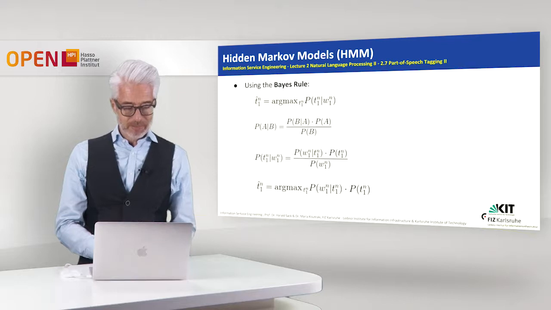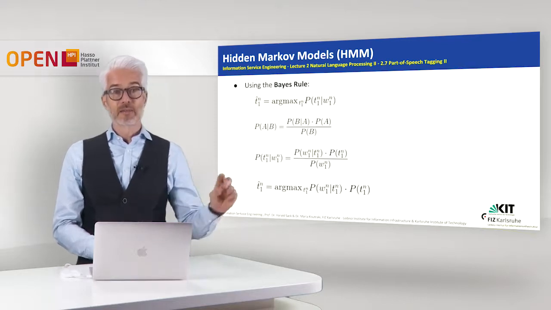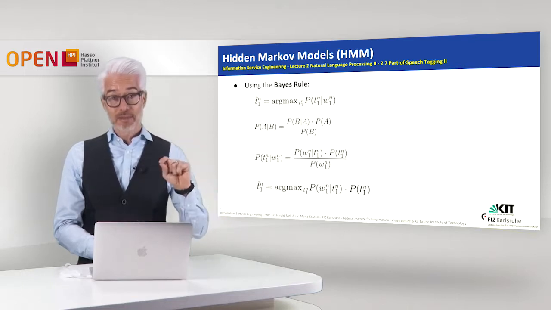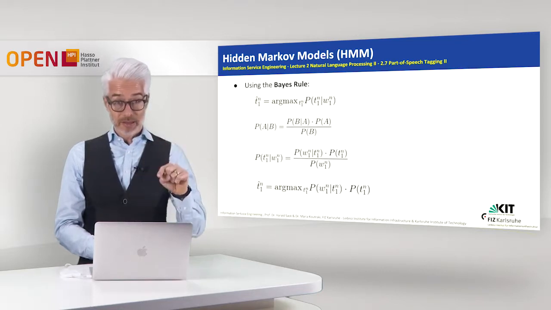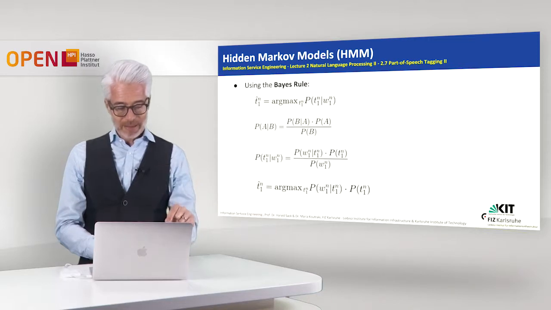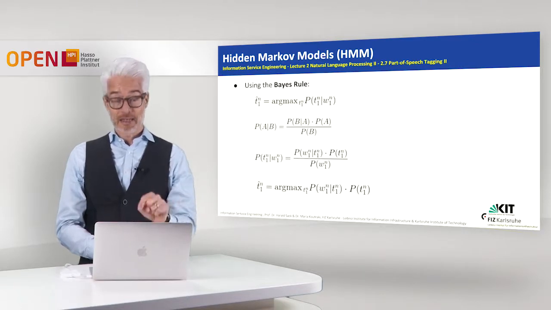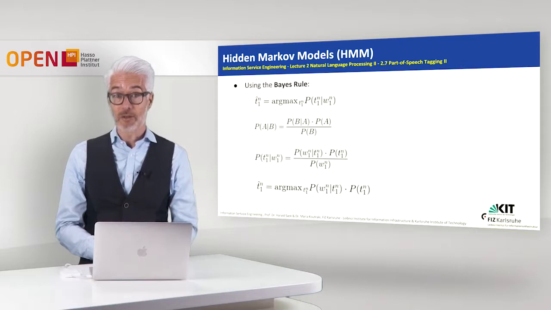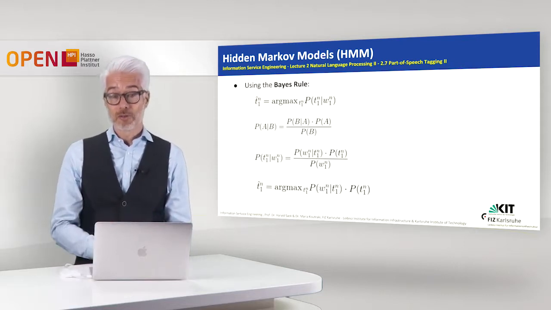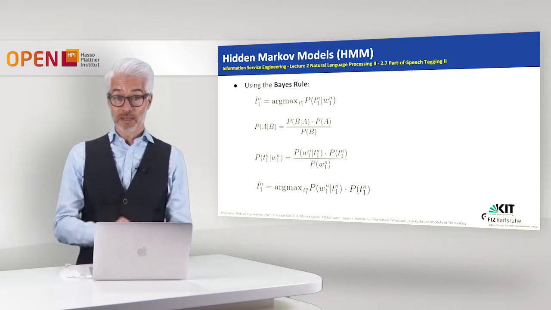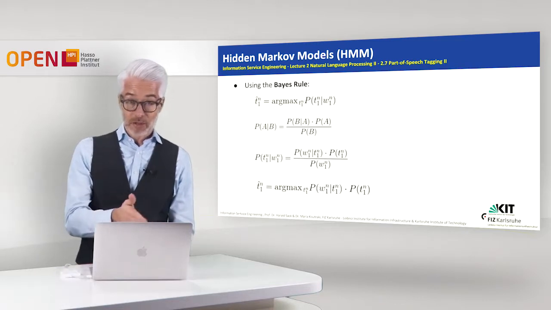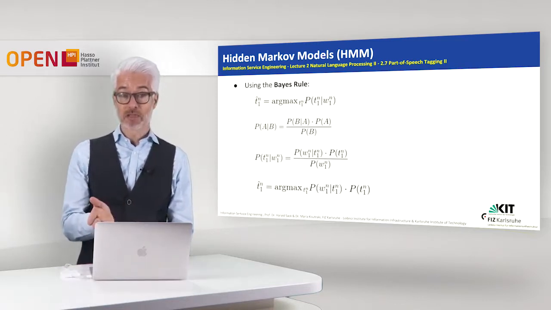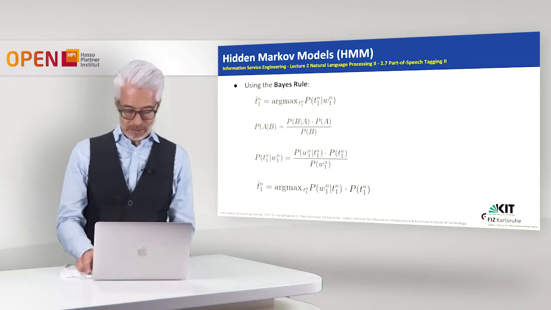So instead of simply writing P, the probability that the tag sequence 1 to n occurs under the assumption that the word sequence has occurred, we substitute this by the other term and write: we want to maximize the occurrence of the word sequence under the assumption that the tag sequence has occurred, times the probability that this tag sequence really occurs. The interesting thing is that we might get rid of the denominator, since the denominator is always the same. And if we try to maximize the probability, it's always the same denominator. So we can get rid of it.